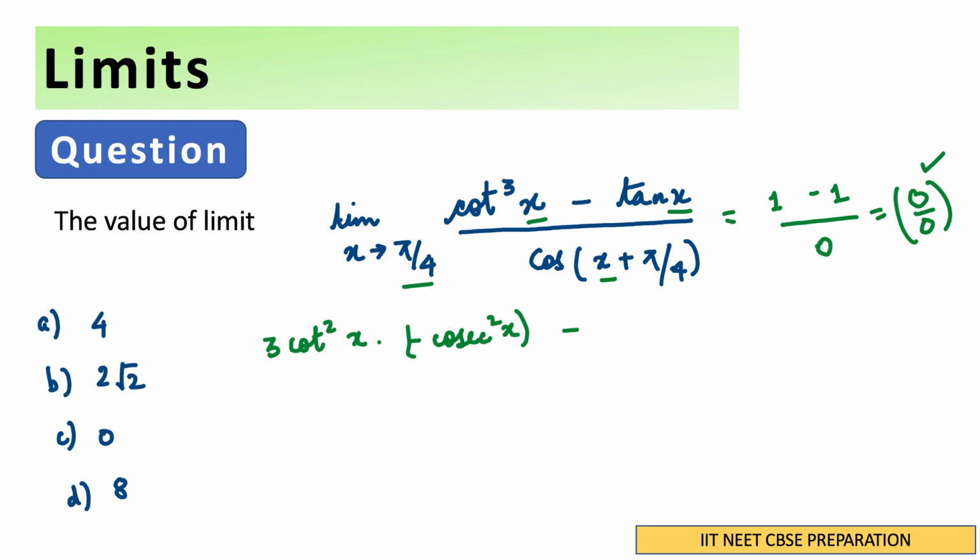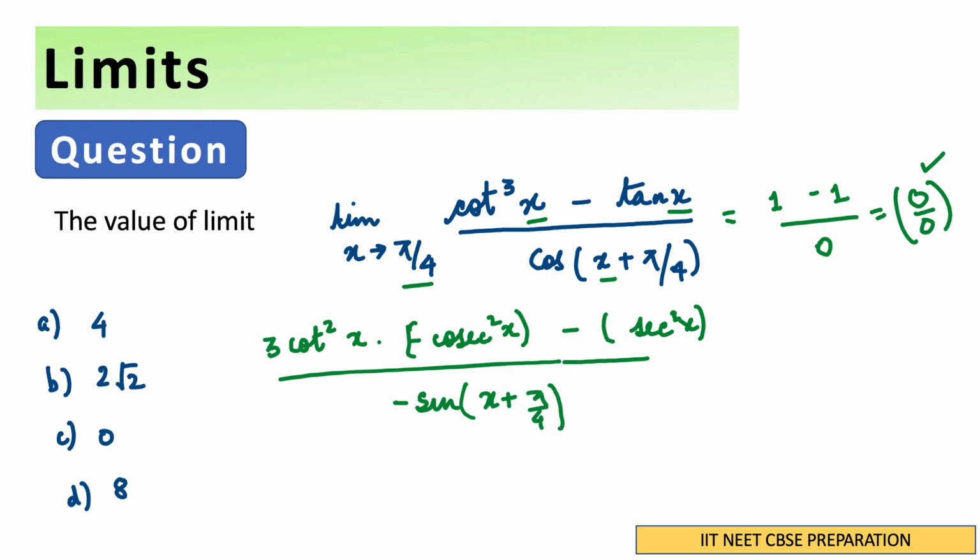Then we have minus tan x. The differentiation of tan x is sec square x, so we have sec square x here, divided by the differentiation of cos of (x plus pi by 4). The differentiation of cos is minus sine, so this becomes minus sine of (x plus pi by 4), and the differentiation of x plus pi by 4 with respect to x is 1, which we don't need to write. So this is our final expression, the numerator and the denominator.